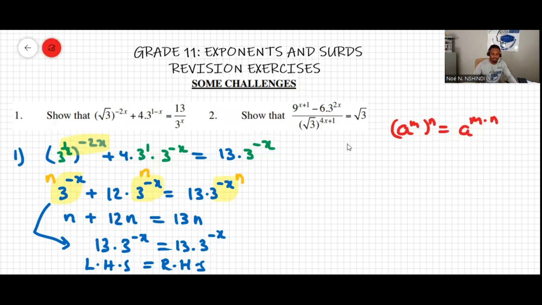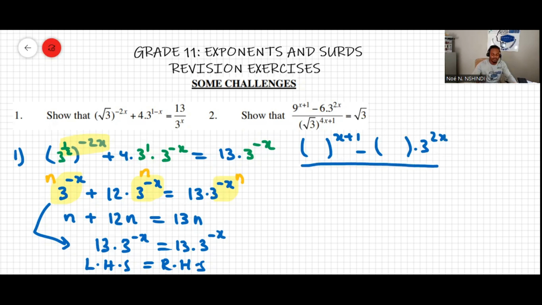Now for question 2. The question says show that this expression here is equal to the square root of 3. So there is more work to do on the left-hand side. I will first transform it. I prefer to write the numbers in terms of their prime factors. So instead of writing 9 there, I'm going to write 3 squared to the power of x plus 1, minus 6 times 3 to the power of 2x, all over the square root of 3 to the power of 4x plus 1, all equal to the square root of 3.